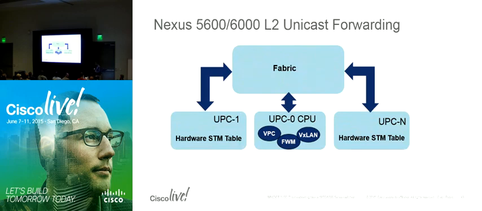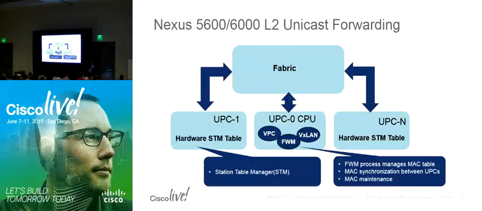So again, I think I've shown you this diagram quite a few times. Architecture-wise, we have the fabric, we have multiple ASICs, and we have the CPU ASIC as well. On the CPU, we have multiple processes running. As far as layer 2 MAC address learning, these are the important processes, or components.